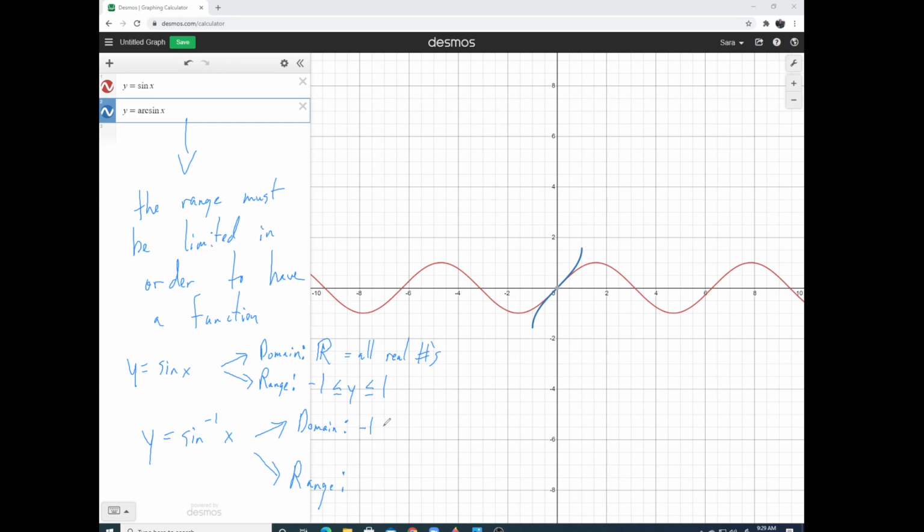So my domain does swap perfectly with my range of the original. I am going from -1 to +1 on my x-axis. But my range is the thing that works differently. If I were to swap exactly, I'd get all real numbers, but then I don't have a function. So the way that it's cut is it's going from this highest point on the sine to this lowest point on the sine. Or I should say from low to high, realistically.